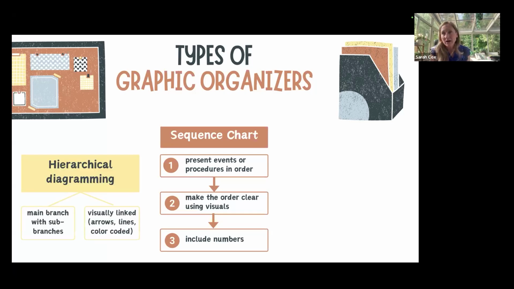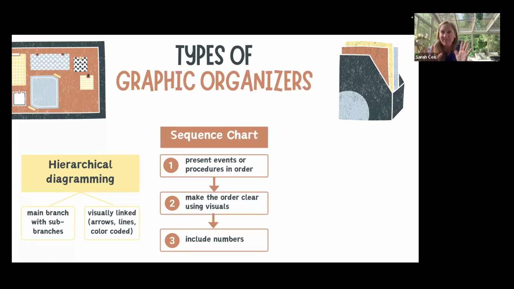The second type of graphic organizer is a hierarchical diagram of some sort. In this hierarchy, we have the primary topic, and then there are main branches, and there can be sub branches off of that main branch as well. We typically link these branches with some kind of visual aid again. It can be arrows, there can be lines. We can color code these main branches.